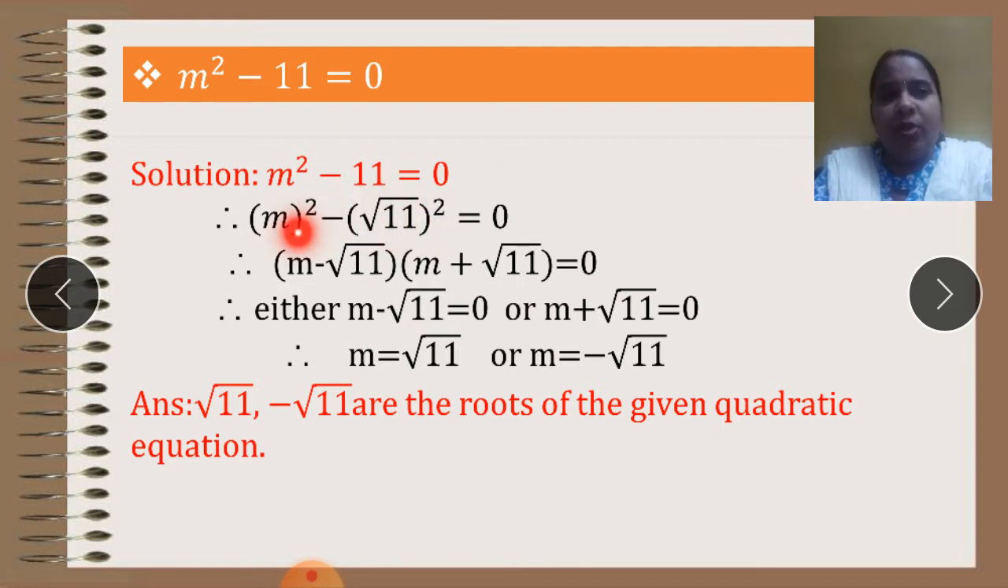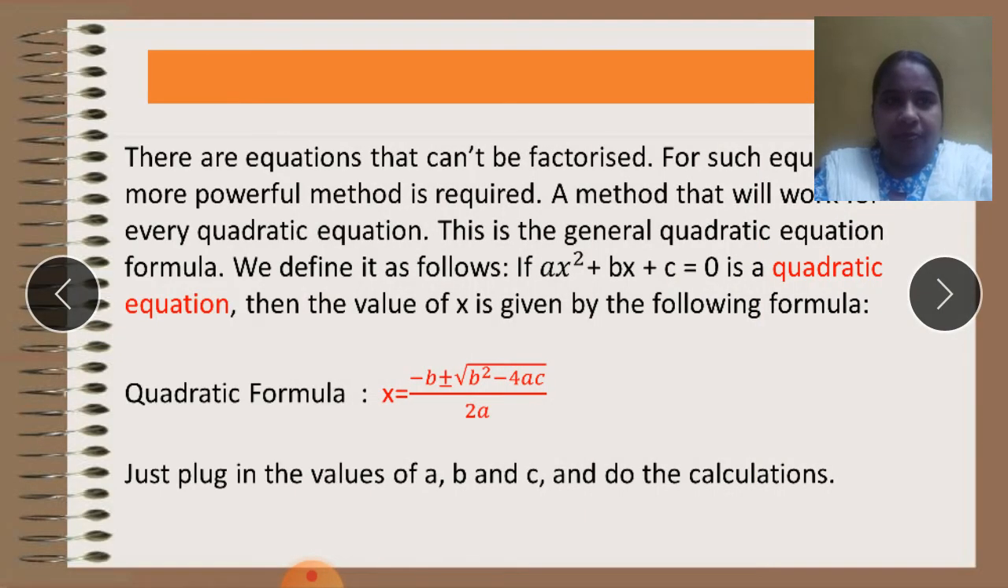Now it is similar to the previous one, a square minus b square. Right? Use the formula a minus b, a plus b. So m minus root 11 is equal to 0 or m plus root 11 is equal to 0. From here we can get these two answers, that m is root 11 or m is minus root 11. Okay. Similarly, you write the final answer. Square root of 11 and minus square root of 11 are the roots of the given quadratic equation. Now we have finished with all the sums of practice set 2.2, right?